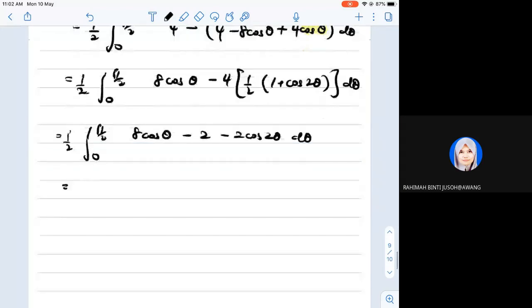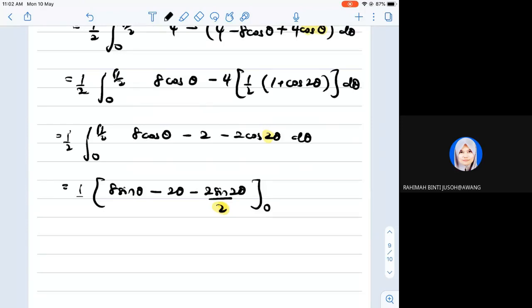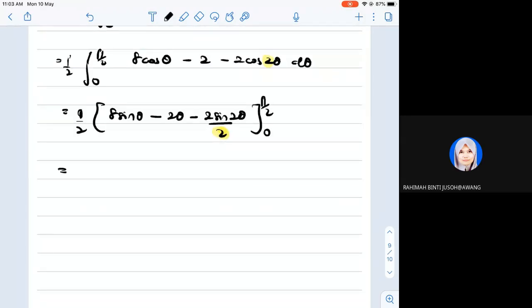Okay, now we can proceed with the integration. Integrate 8 cos theta becomes 8 sin theta, minus 2 theta, and then minus 2 sine 2 theta over 2 because of this coefficient. So we need to divide by 2. So substitute 0 until pi over 2. Oh, 1/2 in front, sorry. Another 1/2 in front here.